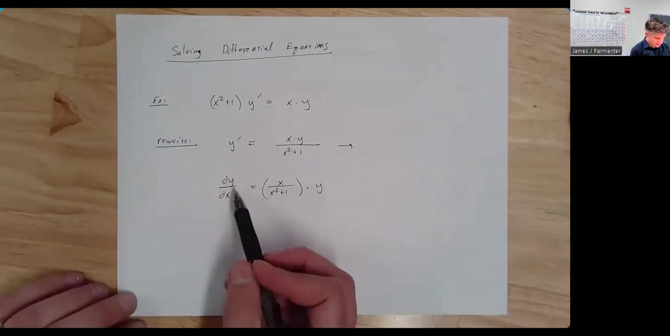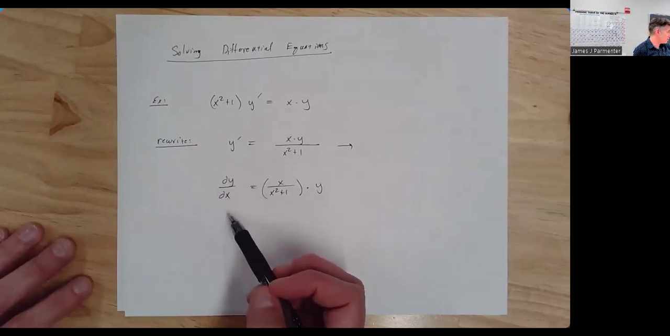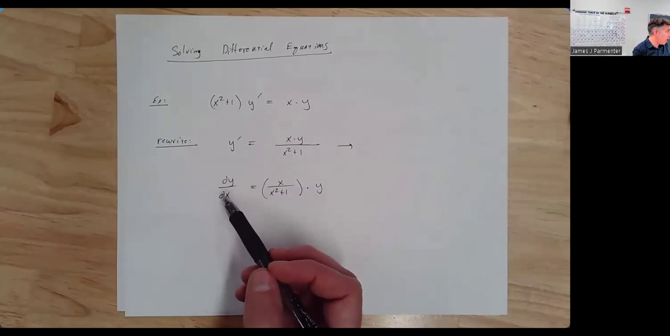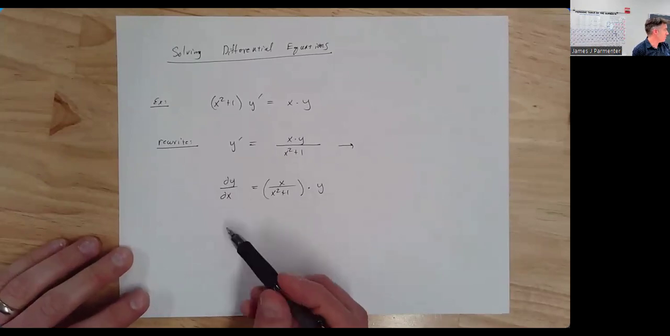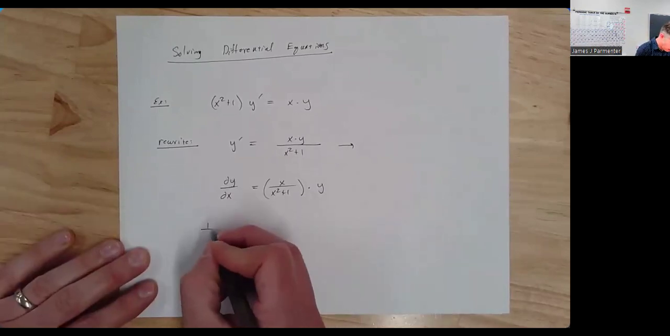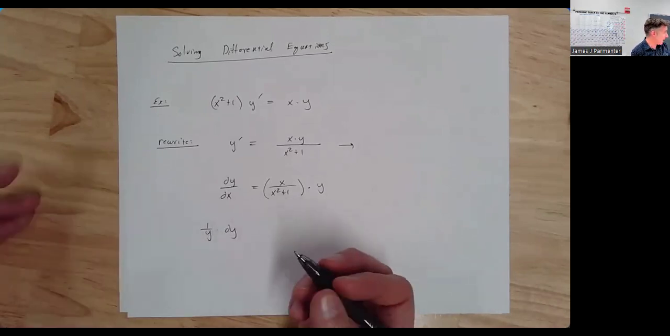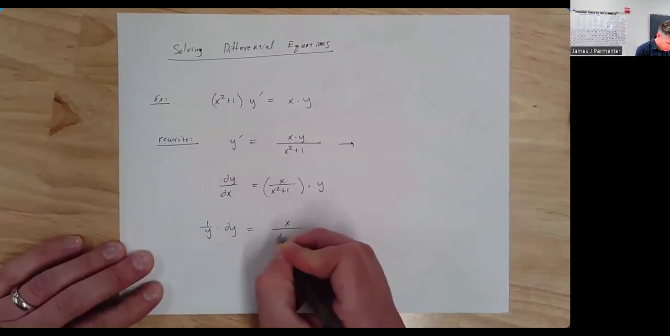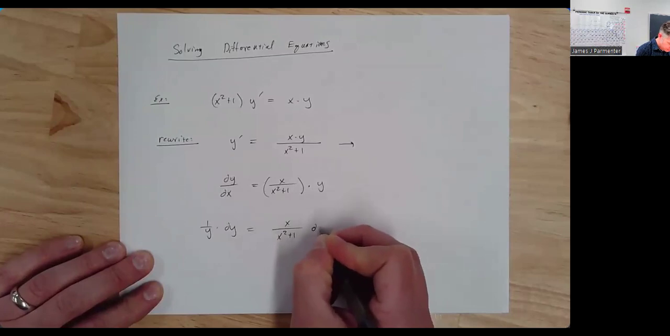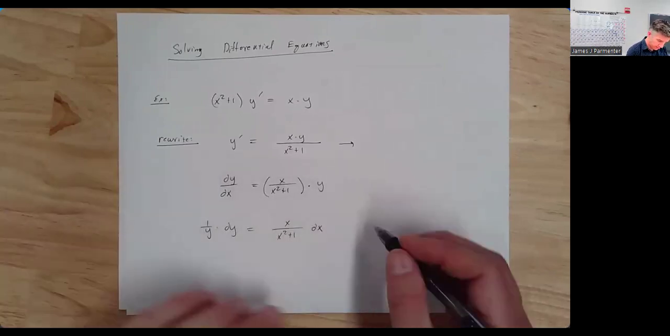So whatever side dy dx is on, that side is going to be the side that ends up with y's on. The d whatever has to stay on the top. So dy has to stay on the left-hand side. So I'm going to divide both sides by y, or multiply both sides by 1 over y. So 1 over y times dy. And on the other side, I'm going to multiply both sides by dx to get dx also on top. And then we're going to anti-differentiate both sides so that we can solve for y.